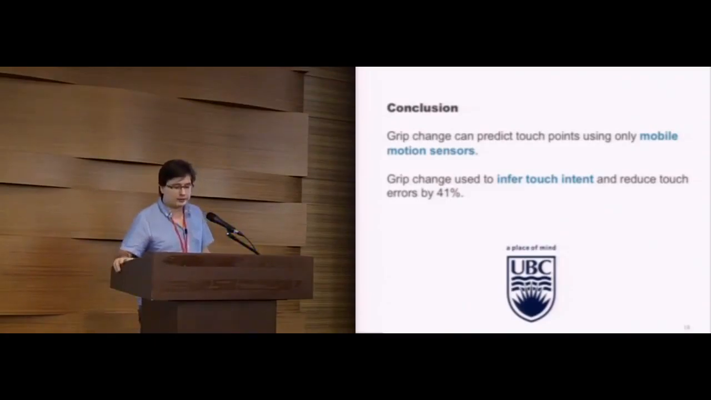Okay, so in conclusion, I talked about this idea of using grip change to predict touch points using solely mobile motion sensors, and we found that it provides reasonable results, and it's a preliminary result that it can be used to augment existing techniques. And secondly, we find that just using the grip change preceding the touch is valuable information about where users intended to touch, and using that information in a touch model reduces our error rates by 41%.